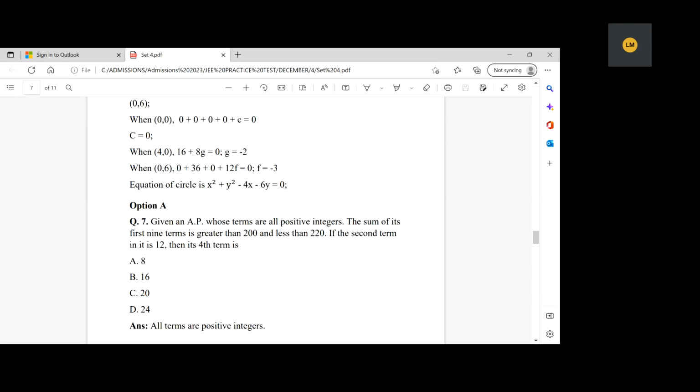So yes, I think almost everyone here has typed the answer. Okay, there is C, there is A, there is B.